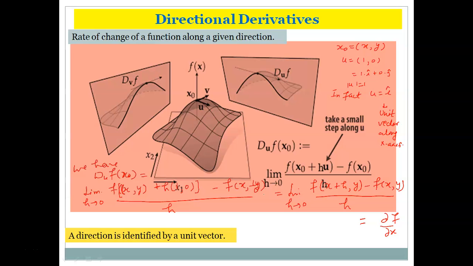So next topic is the directional derivative. What is the meaning of directional derivative of a function? You know, if we have a function of two variables, then a function of two variables represents a surface. Usually we find the directional derivative at a point.